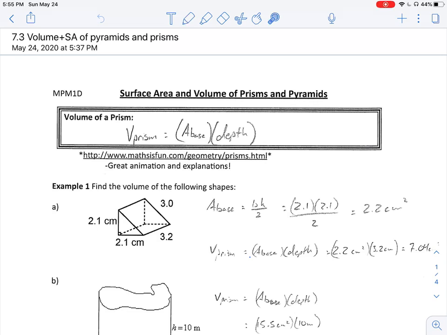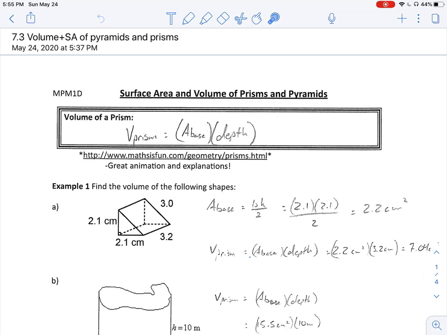All right, today we're going to talk about surface area and volume of prisms and pyramids. The formula we're going to be using for finding the volume of a prism is simply the area of the base multiplied by the depth of that prism. So first one, find the volume of the following shapes.